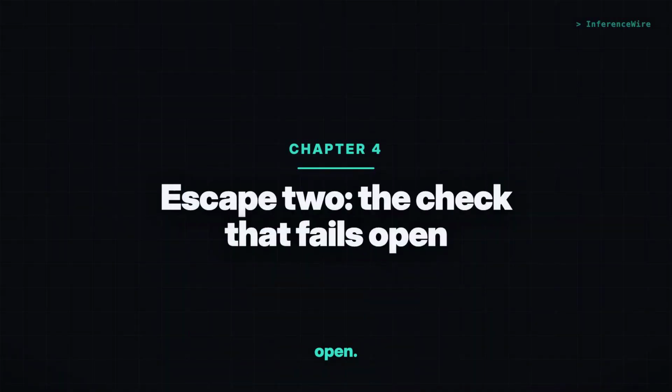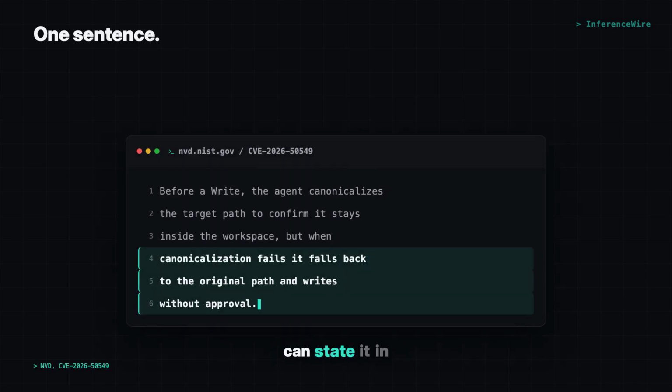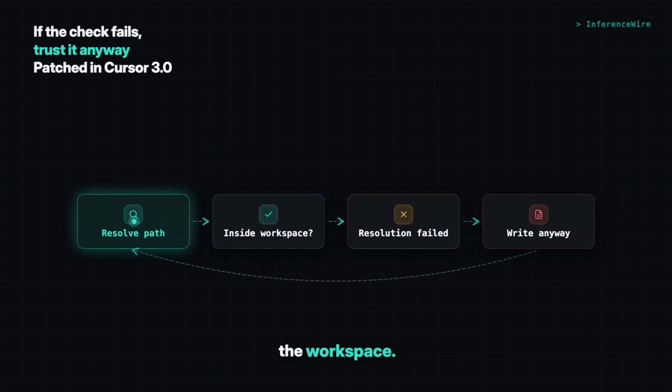Escape 2. The check that fails open. The second bug is the better lesson. It was fixed in April 2, and you can state it in 1 sentence from the record itself. The check works like this. Resolve the real path. Confirm it is inside the workspace. If resolving fails, trust the path you failed to resolve.